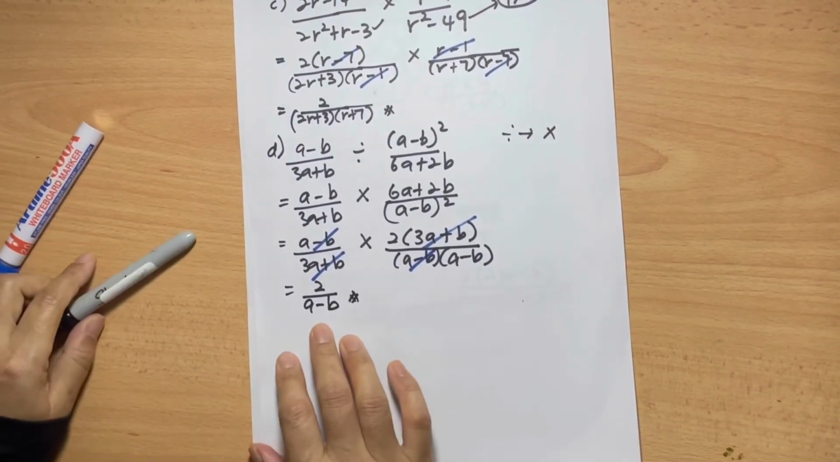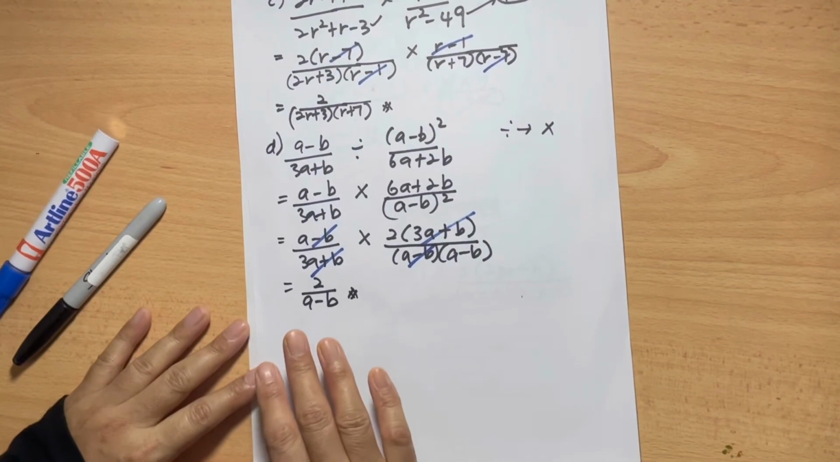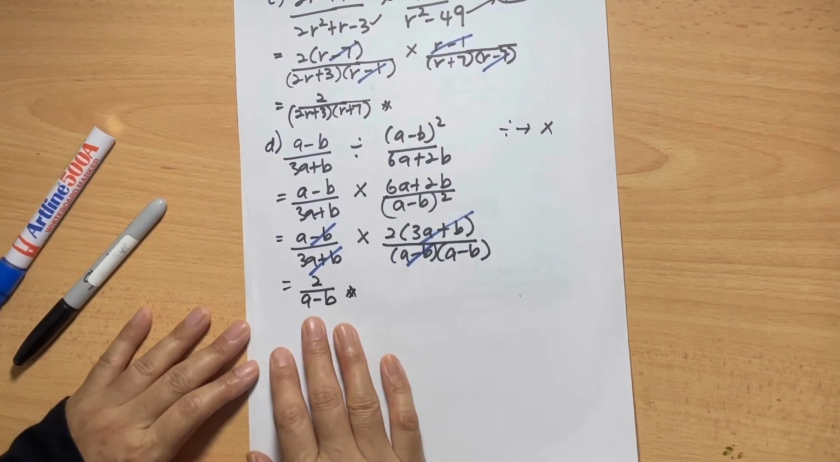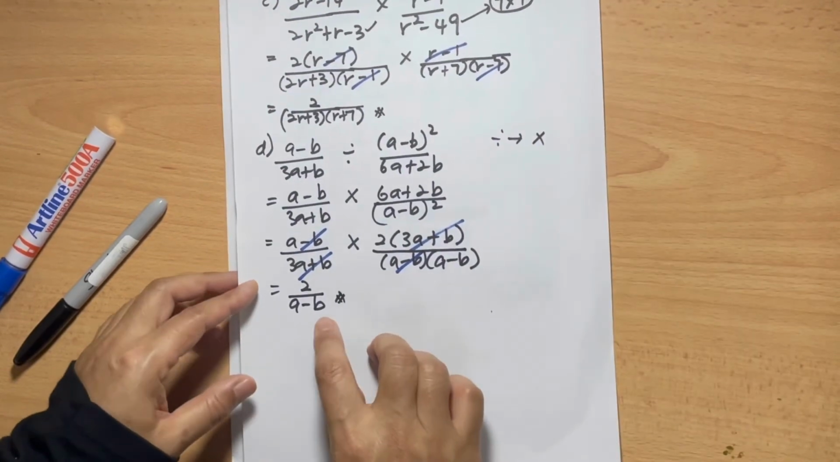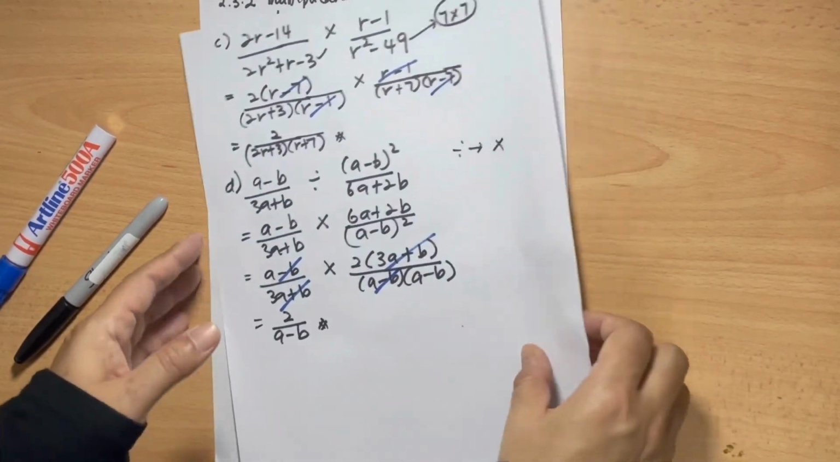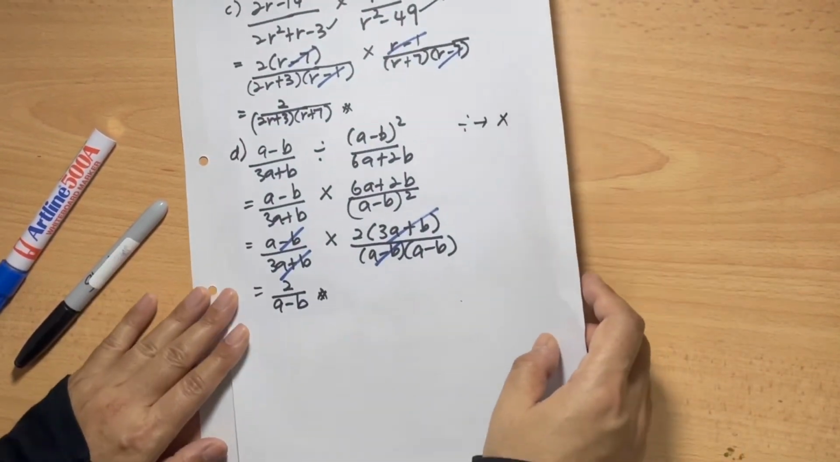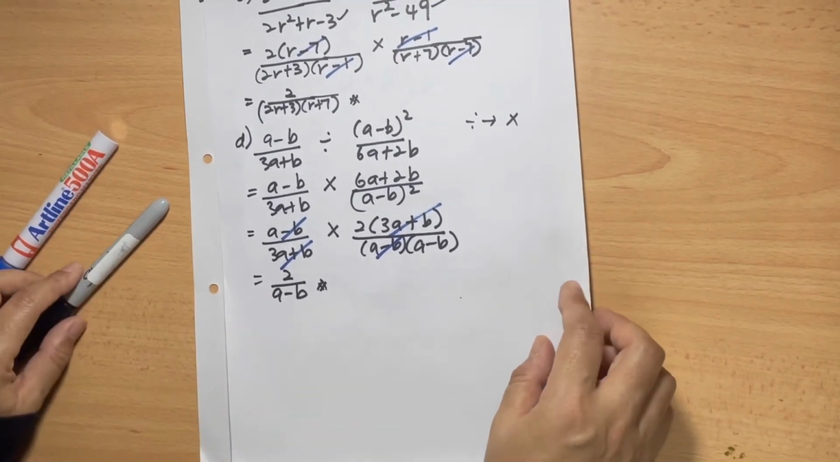You leave it like this because you cannot simplify the algebraic expression. You leave it like this. Alright, so now we go to the next one.